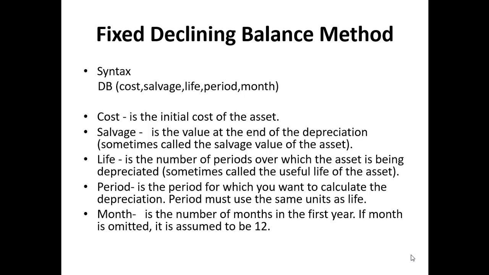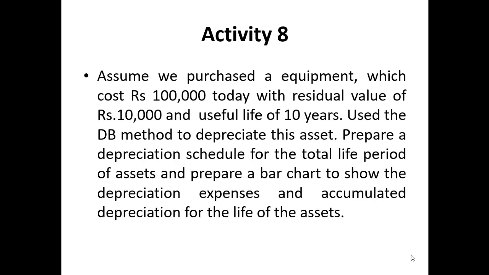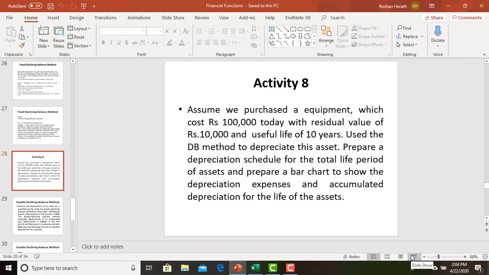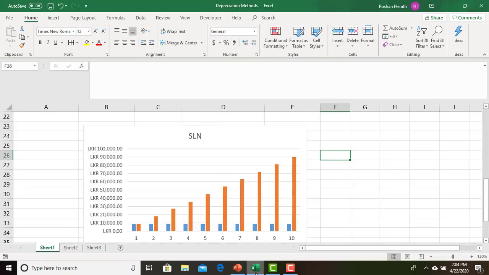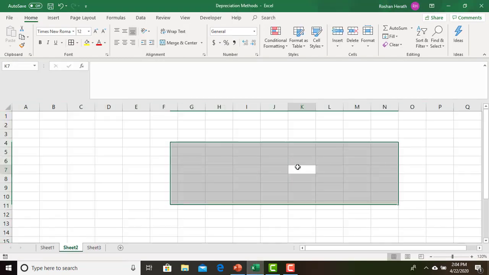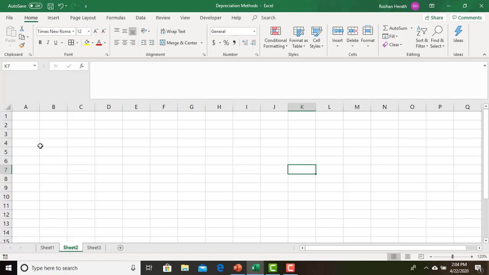Now let's work out a question and let's see how it works. So we may go to activity 8, and I would say the same set of information is there as in the case of activity 7. Then you are required to prepare the depreciation schedule and also a bar chart, showing the depreciation and the accumulated depreciation. So we may try that as well. Take a new sheet so we can enter the information.